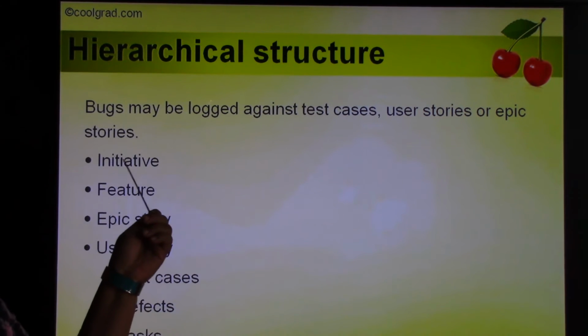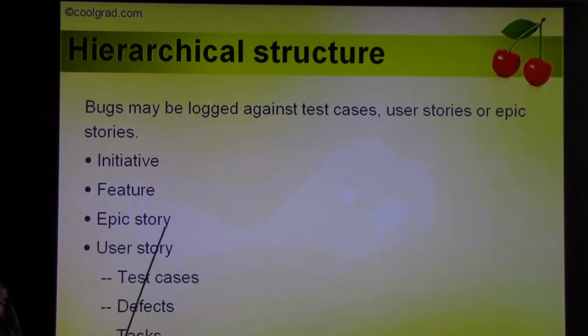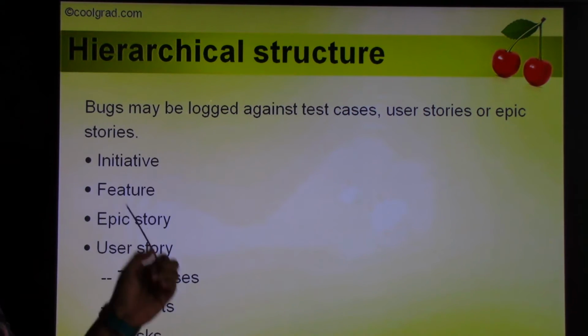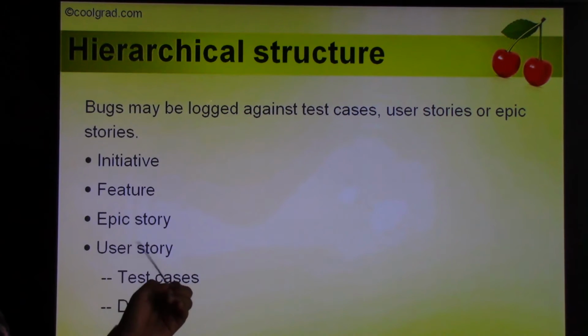For example, the hierarchical structure in a typical project would be initiatives. Under that we have multiple features. Under that we have multiple epic stories. Under that we have individual user stories. And each user story can have multiple test cases and defects and tasks.